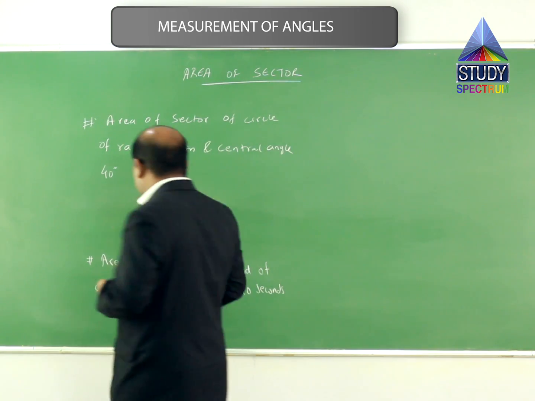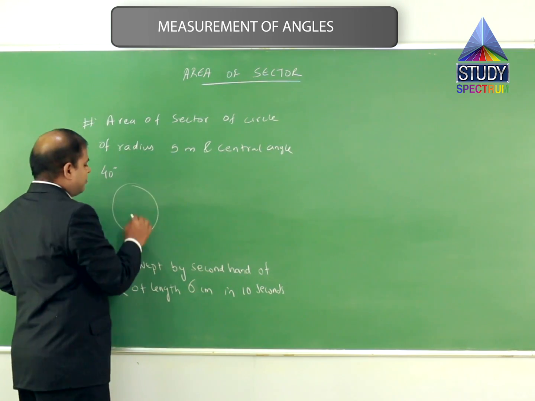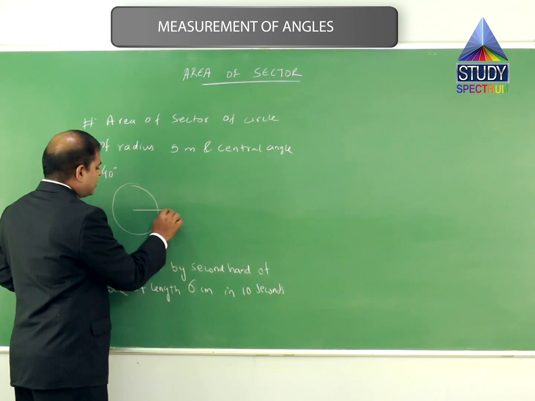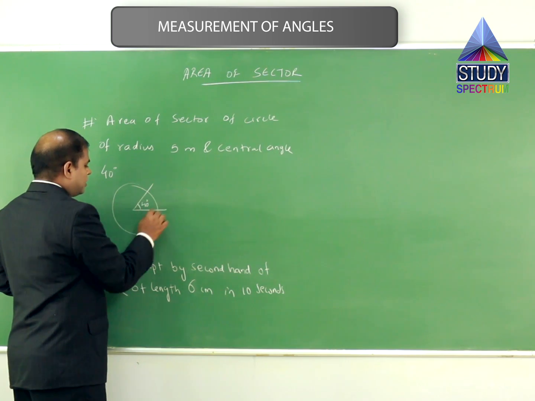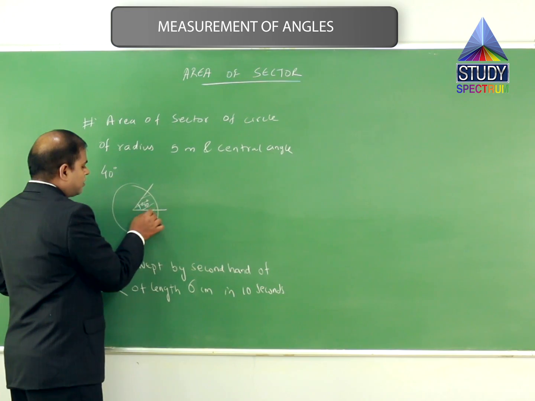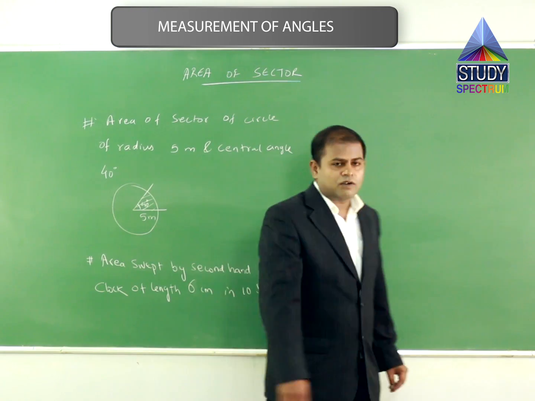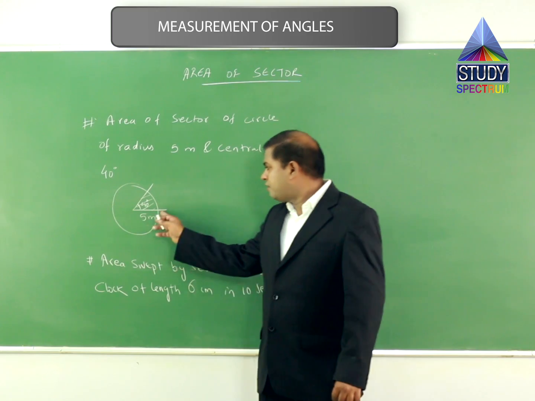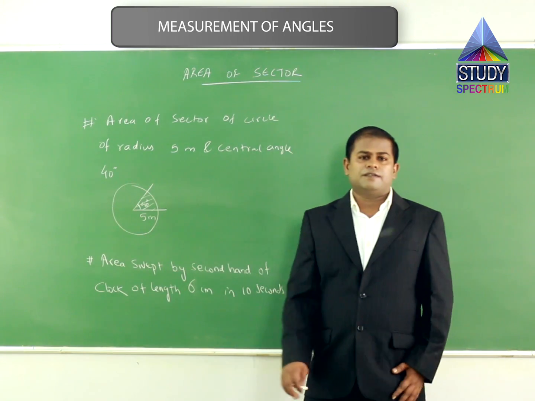I'll draw a supporting figure here. There's a circle, radius of which is 5 meter, in which there is a sector, central angle of which is 40 degrees and radius is 5 meter. What you have to do is measure this area. So you have to measure the area of the sector of a circle of radius 5 meter, central angle of which is 40 degrees.